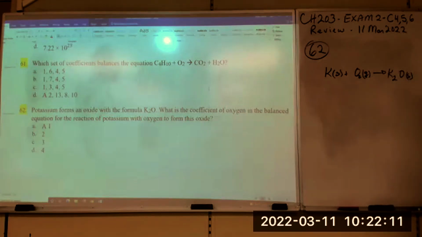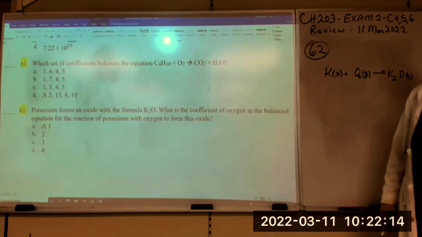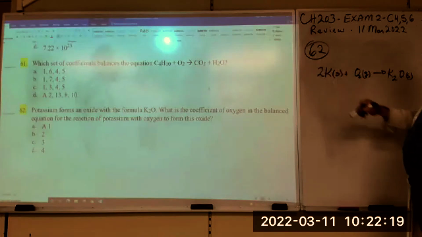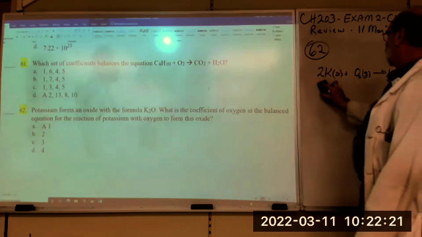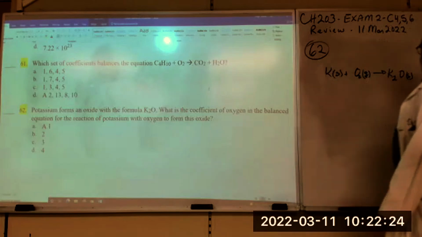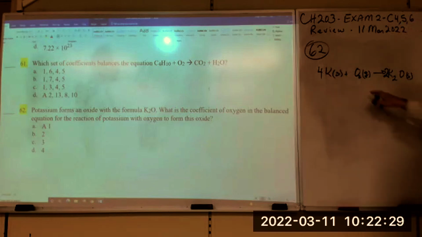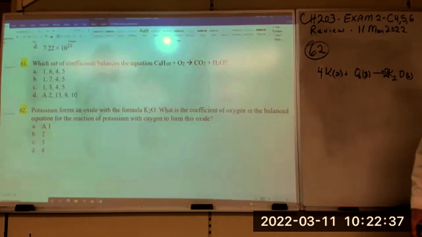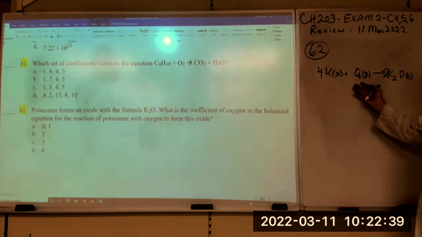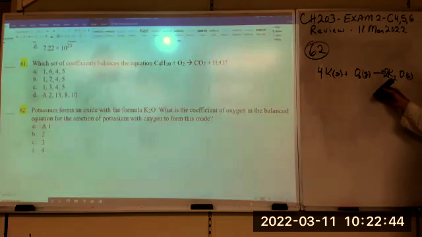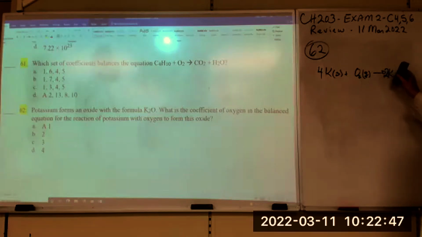Okay, we probably won't need the budget for this one. You need 2 potassiums over here. Oops. Let's start with oxygen. You need 2 oxygens over here. Now we've got 4 potassiums. There we go. 2 oxygens, 4 potassiums. We're good. Okay, the coefficient of oxygen is 1. Okay, we didn't change it at all. And this is a synthesis reaction.